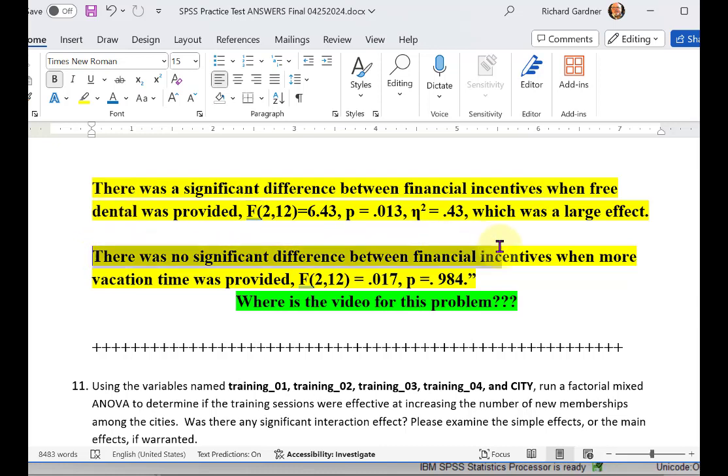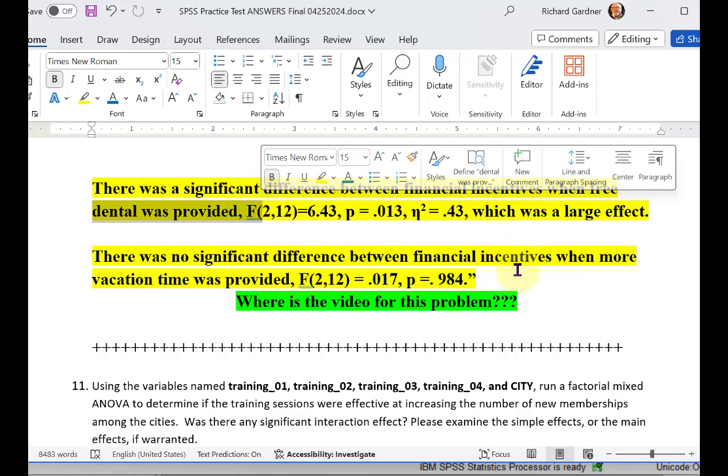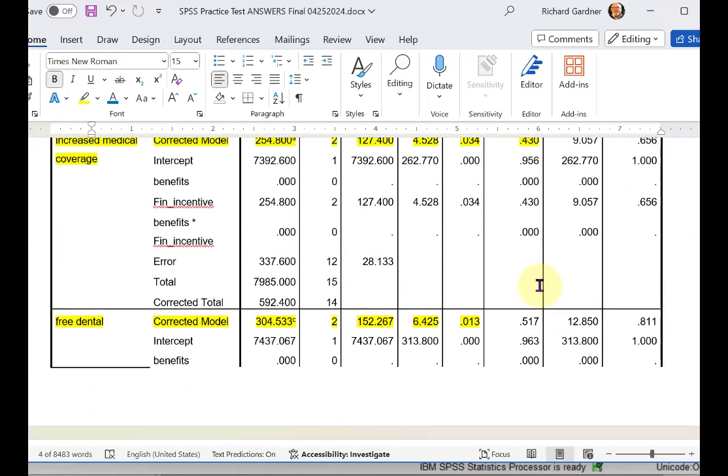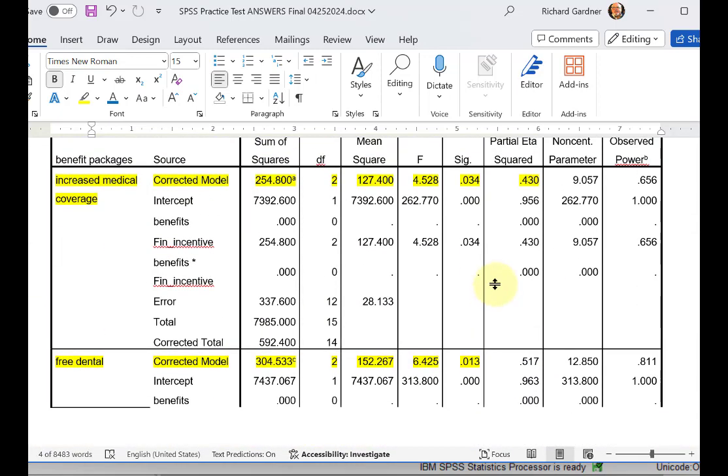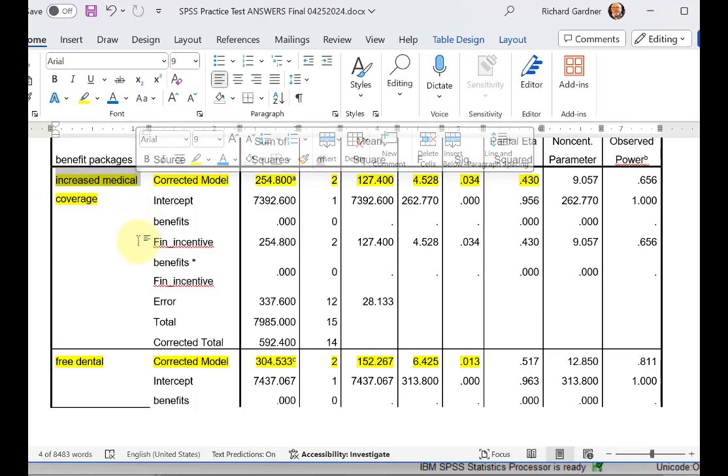There was no significant difference in the more vacation time, right? So vacation, no significant difference. But free dental was, and I think I forgot one. Free dental, and increased medical was also significant. So I'm going to add that in there, but that's about it.